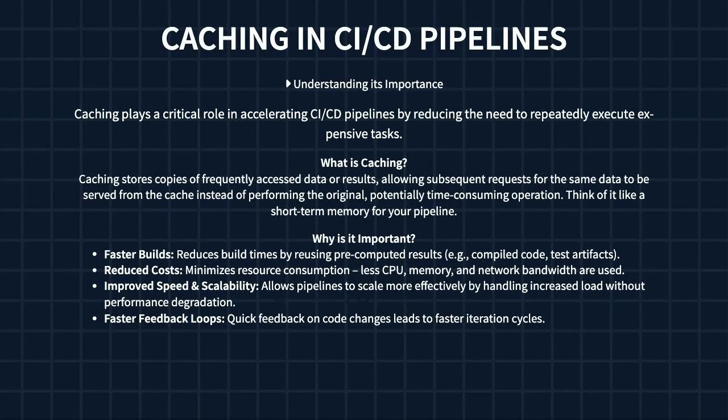Okay, let's talk about caching in CI/CD. It's a really important technique for speeding things up and saving resources. Basically, caching is like creating little memory shortcuts within your pipeline. Instead of having to redo the same work over and over again, if something has already been calculated or built, it can be retrieved from this temporary cache instead. This dramatically reduces build times and costs, allowing you to iterate much faster and scale your pipelines more efficiently.